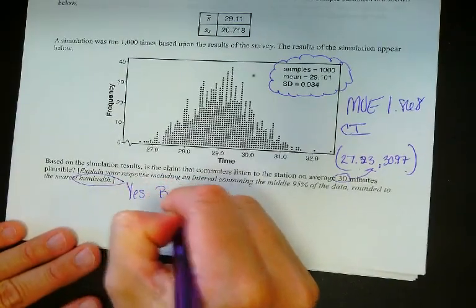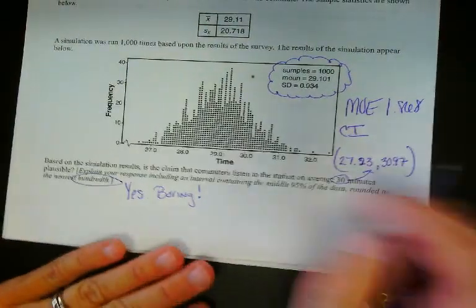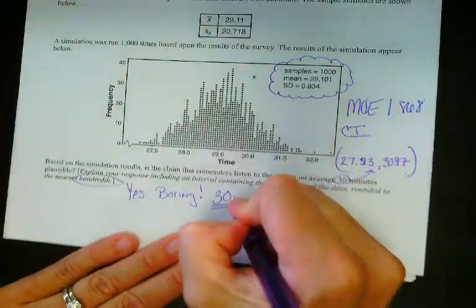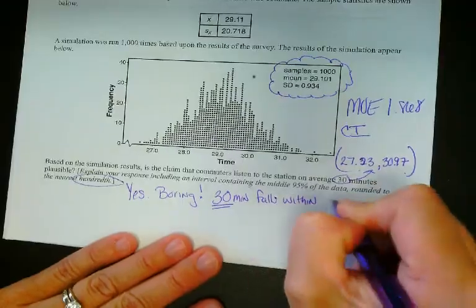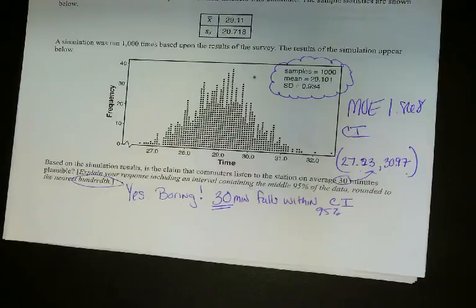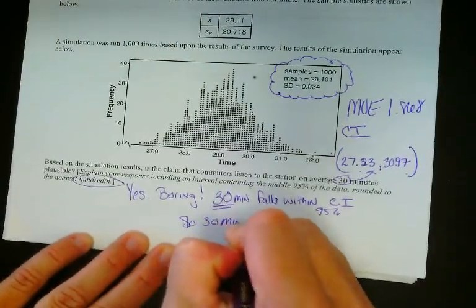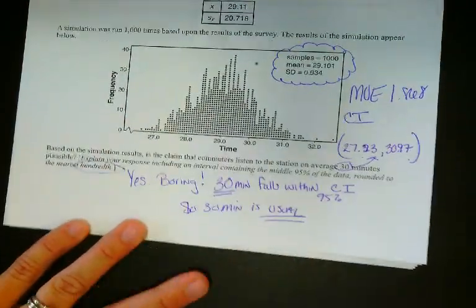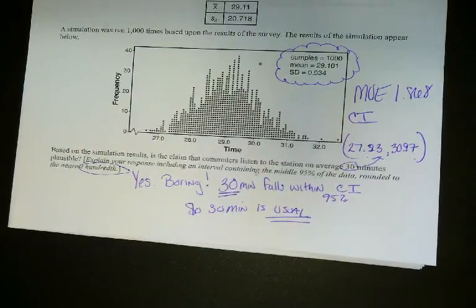What about boring? That's okay with you, Rohan. Boring. And now talk about the data point. You have to talk about 30 in your answer. 30 minutes falls within the 95% confidence interval. So 30 minutes is usual. You've got to talk about that one specific number they gave you in your interval. So 30 minutes is usual.